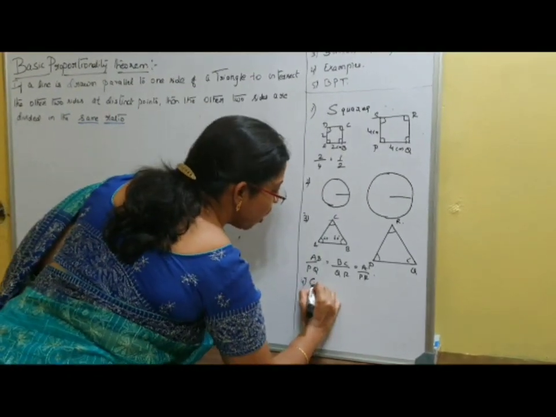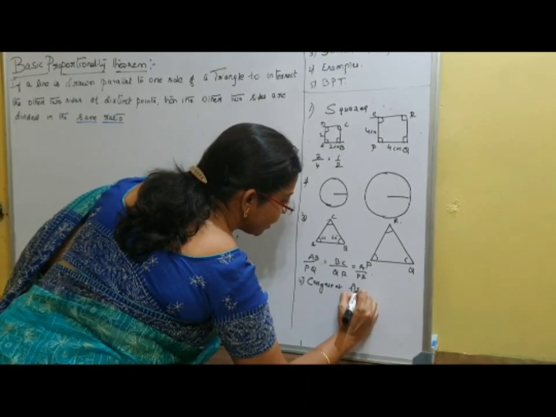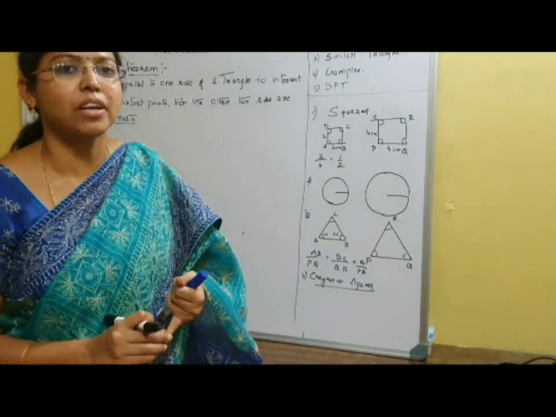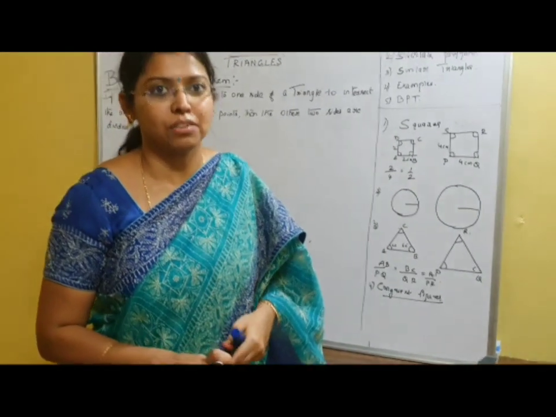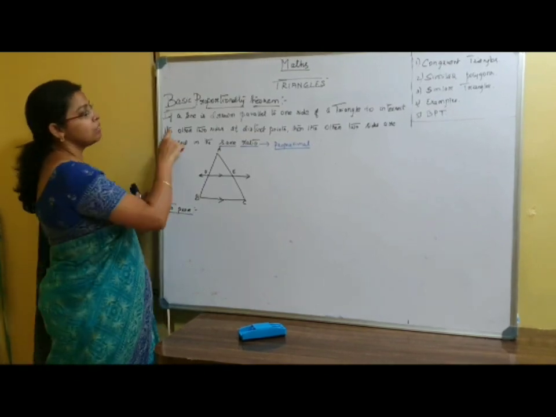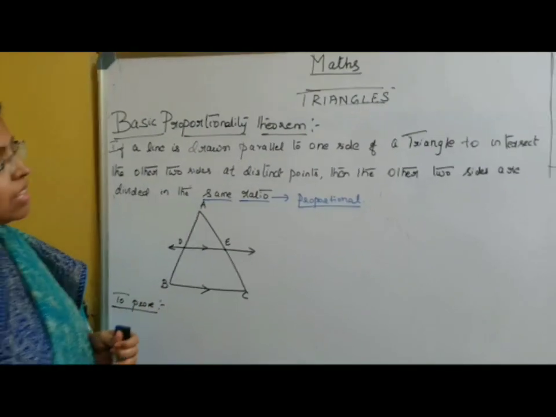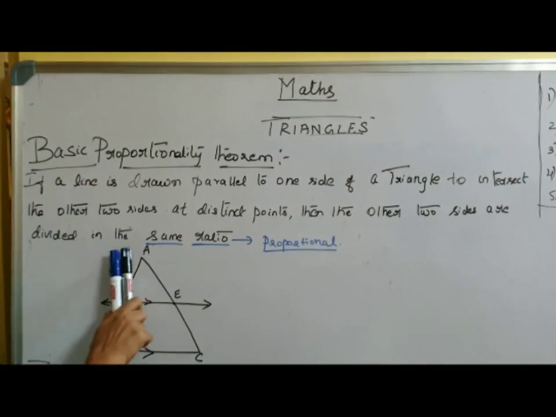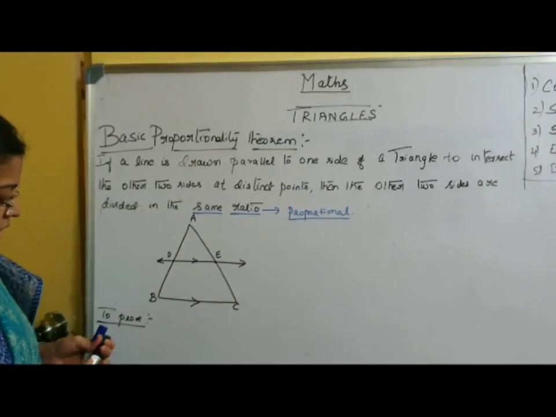What about congruent figures? When we say congruent, we say that the corresponding angles are equal, corresponding sides are equal. So they are always similar. Now the statement: if a line is drawn parallel to one side of a triangle to intersect the other two sides at distinct points, then the other two sides are divided in the same ratio. So we will divide that statement as per our triangle.